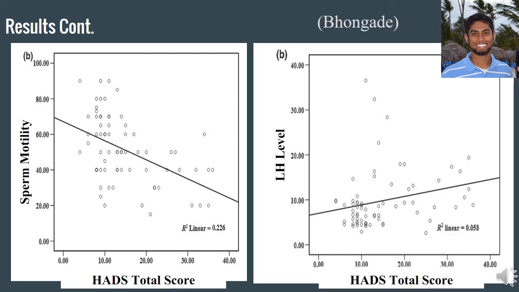Based on the data, the group concluded that there must be some unknown inhibitor released during chronic stress that affects the production of testosterone and subsequently these other hormones, leading to an overall reduction in fertility.